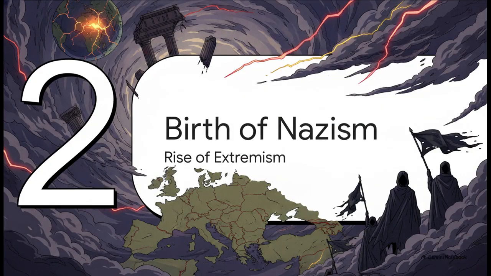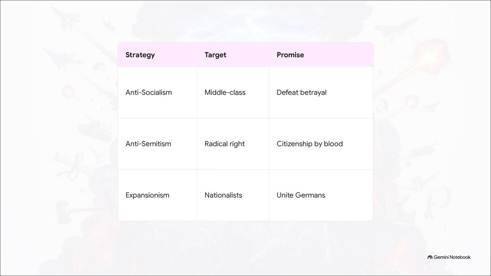Moving right along to Section 2, the birth of Nazism. So how did this intense national despair become the perfect breeding ground for political extremism? Well, Hitler was initially sent by the military to spy on this fringe political group called the German Workers' Party. But instead of just spying, he ends up taking it over. He realized he had this singular, incredibly powerful talent for public speaking. He could captivate crowds with a really volatile mix of anger and scapegoating.